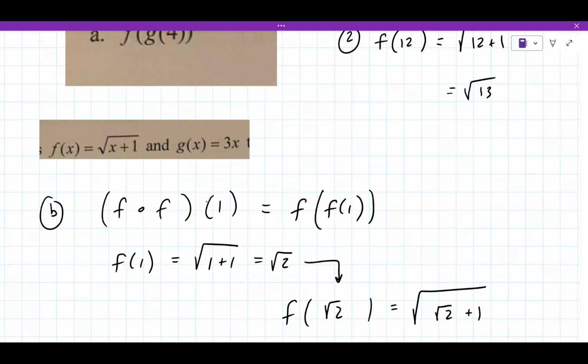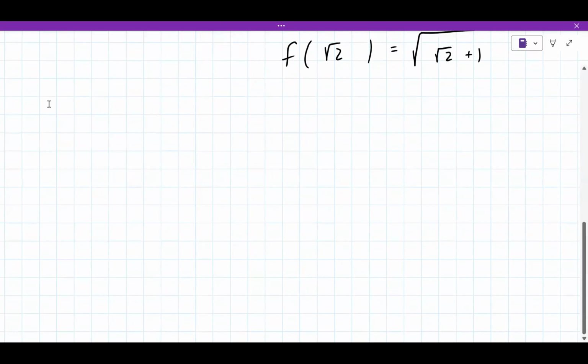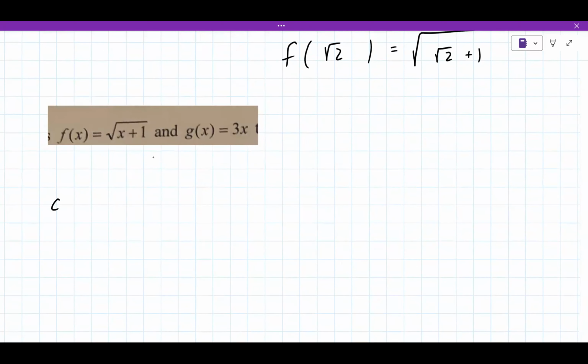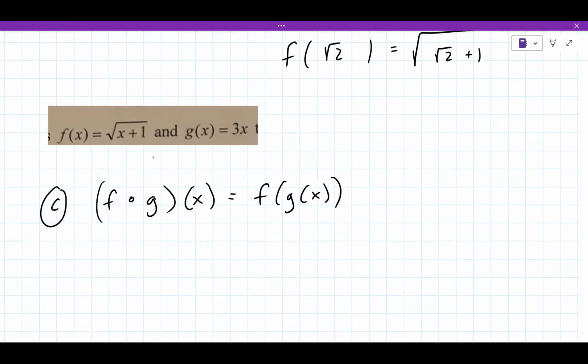All right, so for part C, it's asking you to determine f bubble g of x, that's composition. It really means f of g of x. What this means is to take the inner function, 3x, and replace it for x in the other one. So it's like wherever you see an x, you replace it with the other function.